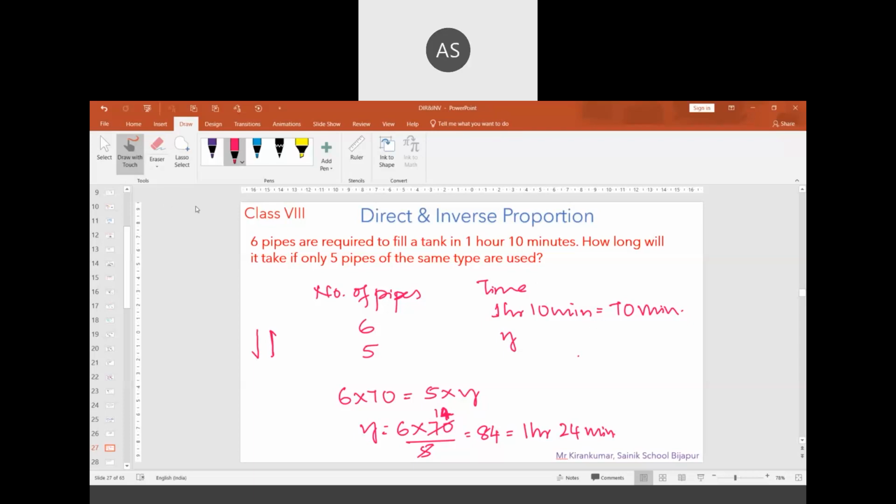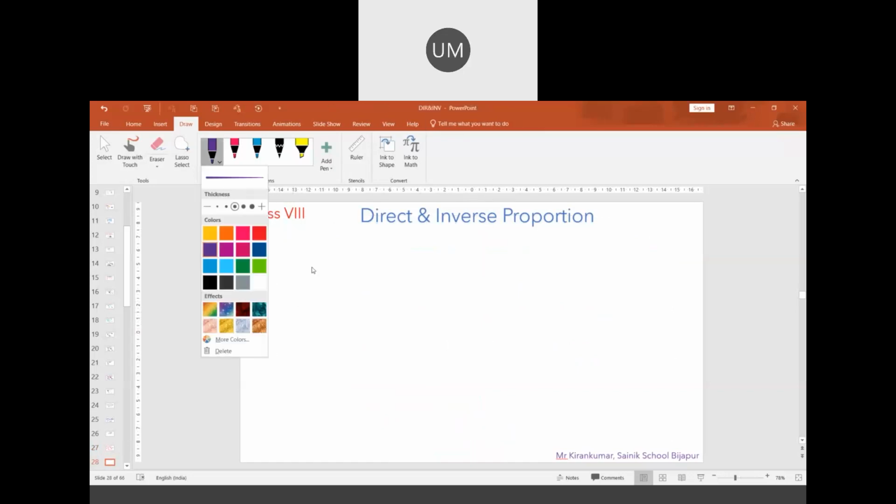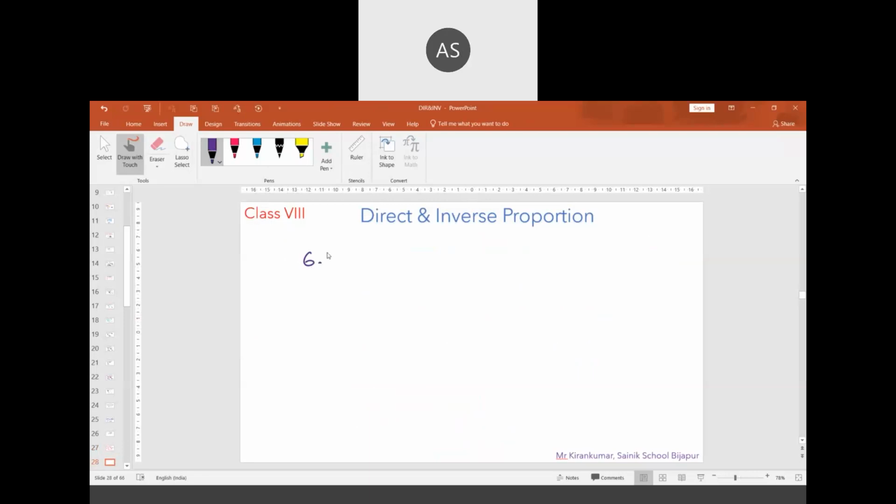6.385. Let me change it into English. 6 point 385, new slide. More place is needed. Take a new slide. 6.385 into 6.385 one more time.